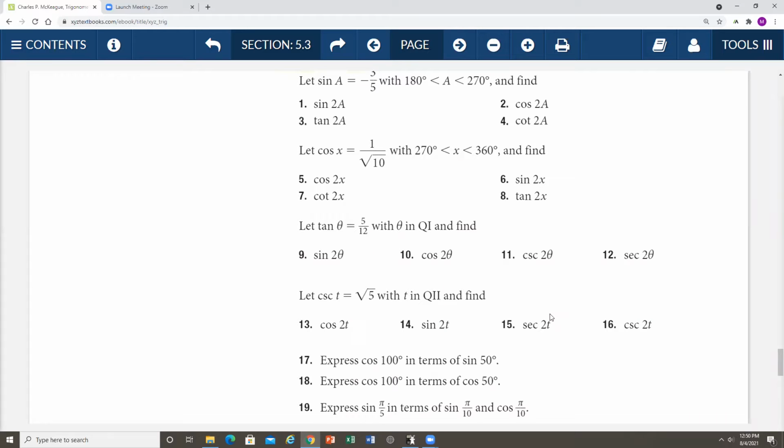They indicate to us that the tangent of some angle theta is equal to 5/12. And they indicate that theta is in the first quadrant. And they want us, knowing that, to find the secant of 2 theta.